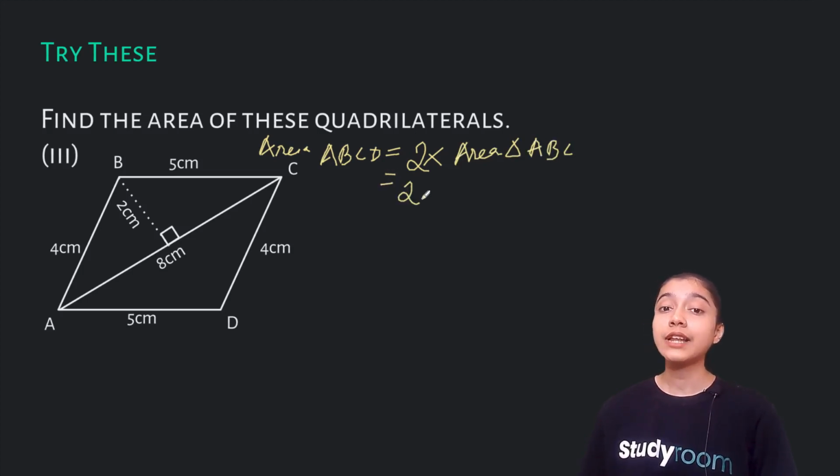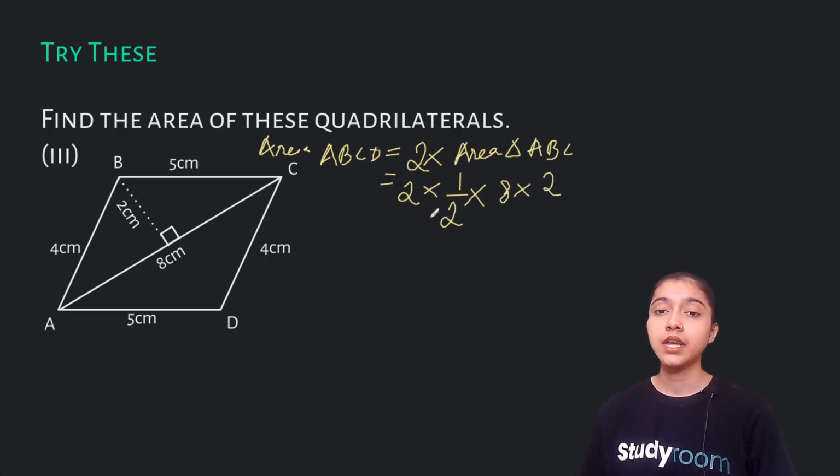Now, for calculating the area of triangle ABC, the formula is half into base into height. The base of triangle ABC is AC, which is equal to 8 centimeters, and the height of triangle ABC is 2 centimeters. This 2 gets cancelled out with this 2, leaving behind 8 multiplied with 2, that gives us 16 centimeters square as the area of the given parallelogram.